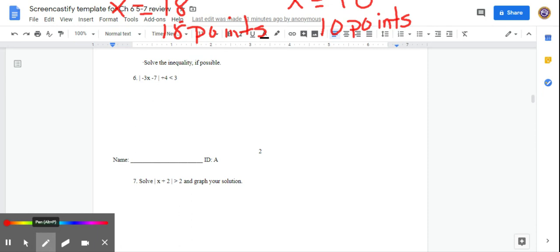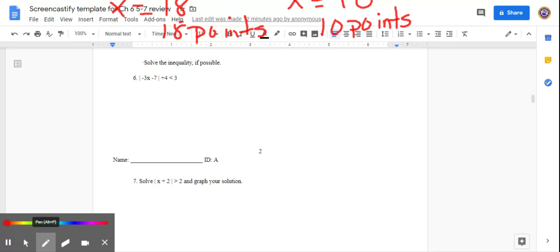All right, number 6. Absolute value of negative 3x minus 7, plus 4, is less than 3. If you read the directions, it says solve the inequality if possible. What did I tell you when you see the words if possible? Ding, ding, ding. That means probably one of two answers: all real numbers or no solution. So let's see what's going to happen.